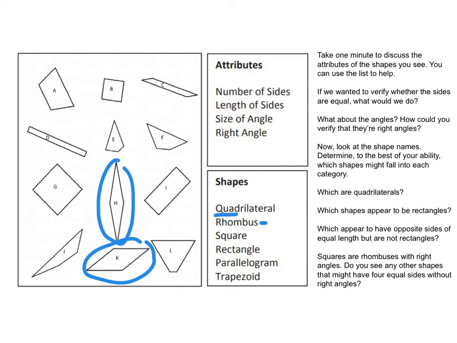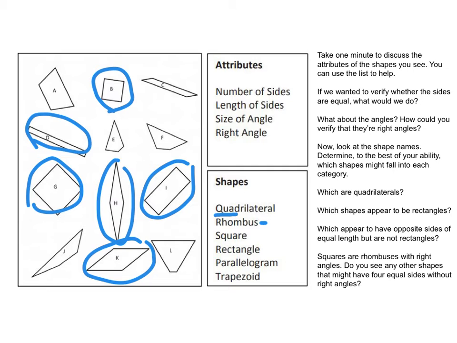Squares have all sides equal. So I look at B and I'm quite certain that that is one. And I would need to measure, but I believe G is also a square. Rectangles have opposite sides equal. So when I look at that, I think, well, I is a rectangle, D is a rectangle. Parallelogram means that the opposite sides are parallel. So a rectangle is automatically a parallelogram. A square is a parallelogram because the opposite sides are parallel.